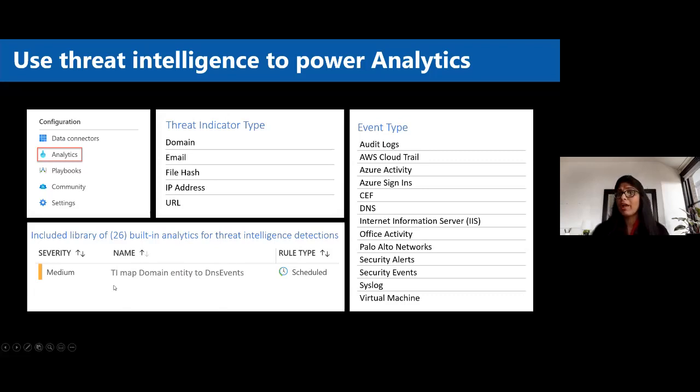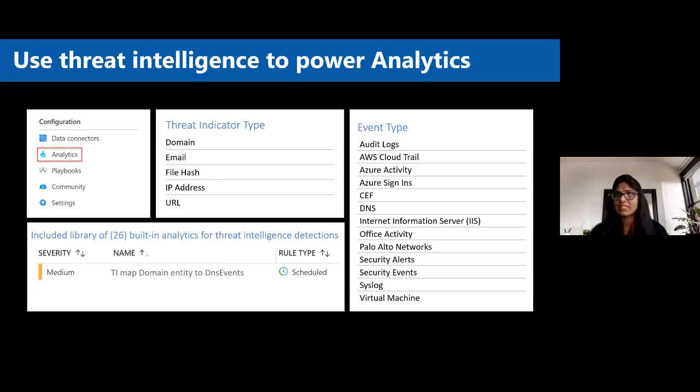One of the examples that I have reflected here is TI map domain entity to DNS logs. What this is going to do is take every single domain indicator that you have ingested into Microsoft Sentinel in the ThreatIntelligenceIndicator table. If it is a domain indicator, we'll pick it up from there and match it against your DNS logs. If a match is found, we generate alerts and incidents. These 26 rules are all KQL based rules, so 100% customizable. It is up to you. You can clone them, create new analytics with your custom log sources, etc.